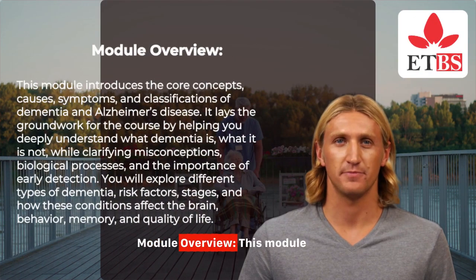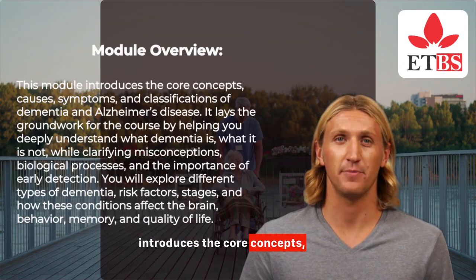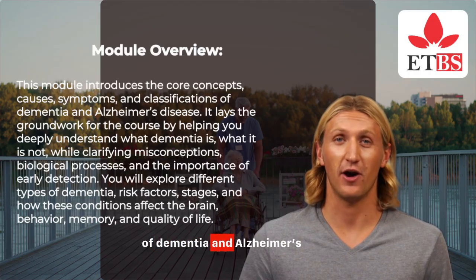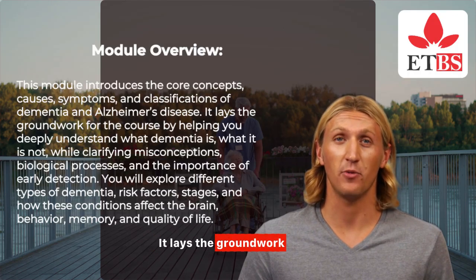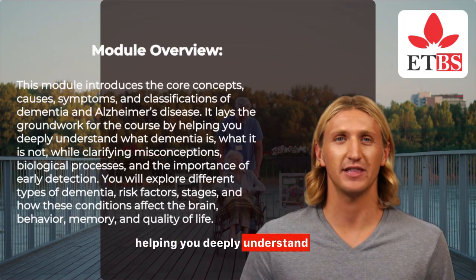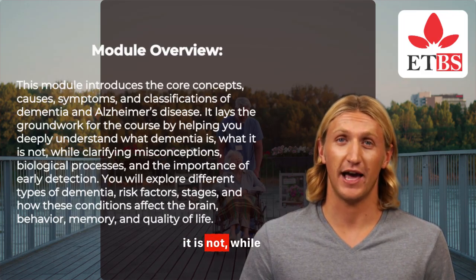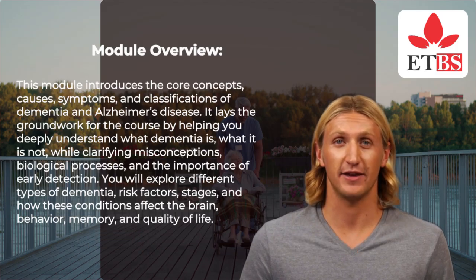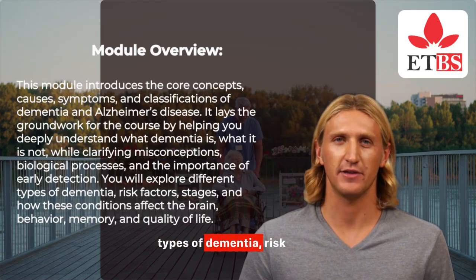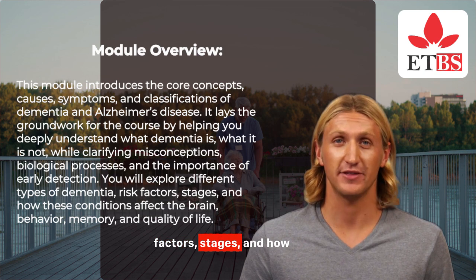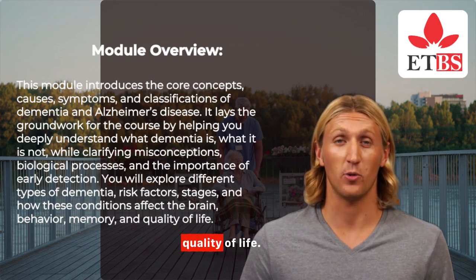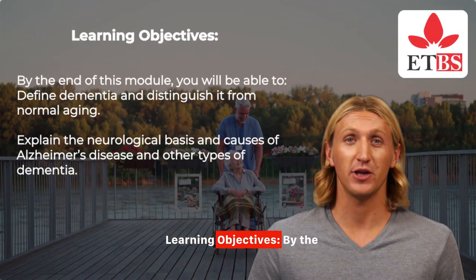Module Overview. This module introduces the core concepts, causes, symptoms, and classifications of dementia and Alzheimer's disease. It lays the groundwork for the course by helping you deeply understand what dementia is, what it is not, while clarifying misconceptions, biological processes, and the importance of early detection. You will explore different types of dementia, risk factors, stages, and how these conditions affect the brain, behavior, memory, and quality of life.